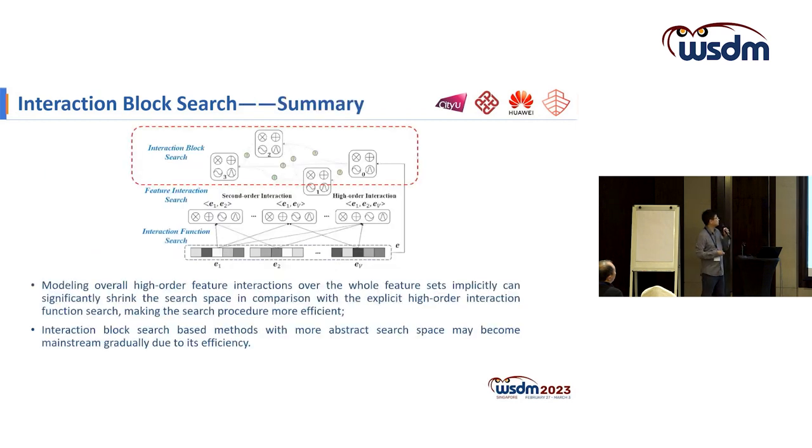Okay, to summarize the interaction block search, modeling the high order feature interaction is very inefficient, but this category of work tries to combine all the feature representations as a whole and model the feature interaction directly on these uniform feature representations. So this would significantly improve the efficiency of the search algorithms. That means in the future, in order to accelerate the AutoML training process, this may be a very good trend for designing search spaces.